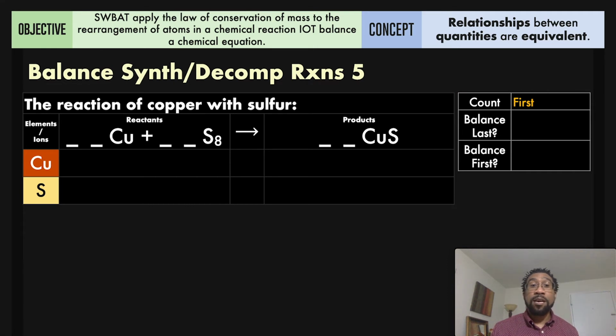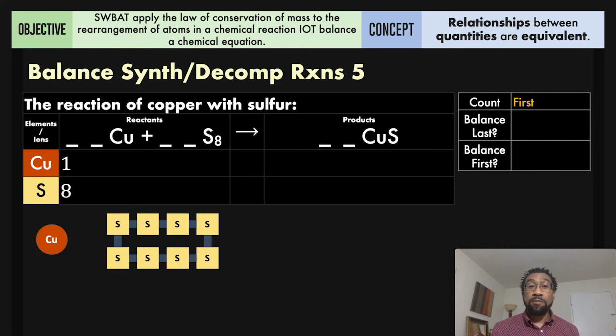This time we're going to look at copper reacting with sulfur, S8 this time. That's a little bit special right there. And it's going to react to create copper sulfide, copper 2 sulfide. So let's count our atoms first. On the reactant side, we have 1 copper and 8 sulfurs, and this is how they are arranged. And then if we go to our product side, we have 1 and 1. So clearly we have 1 copper on each side, and then we have 8 sulfurs on our reactant side, and then 1 sulfur on the product side.